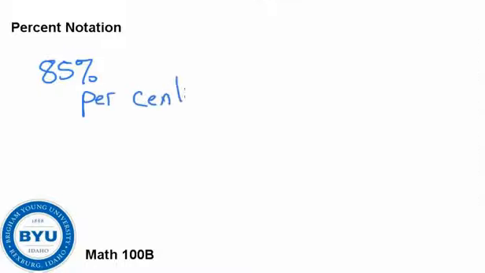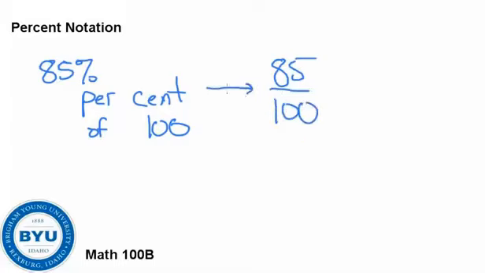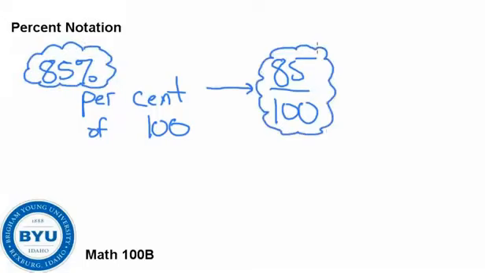Percent means of 100, and so 85%. Any percent can actually be converted into a fraction simply by writing the number over 100. I could convert this to a fraction: 85 over 100. These two things mean the exact same thing. 85% and 85 over 100 mean the exact same thing.